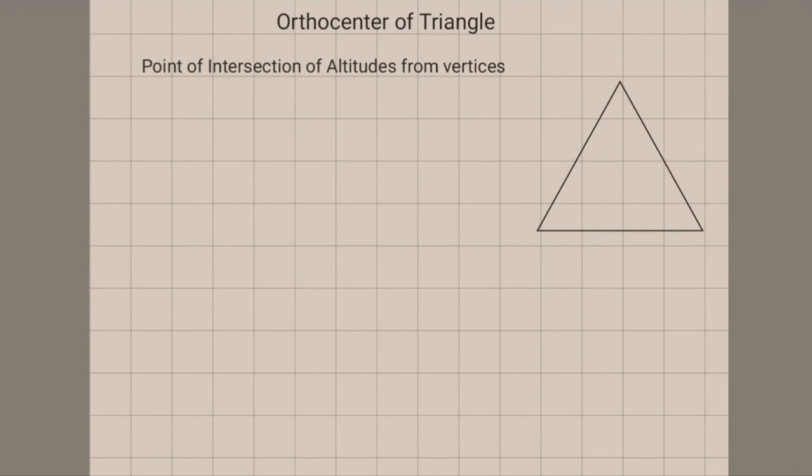Hello guys, in the previous video we have seen how to find the circumcenter of the triangle. In this video we will learn how to find the orthocenter of the triangle. Before that we need to know what the orthocenter is. You must have learned in the previous classes that the orthocenter is nothing but the point of intersection of altitudes from the vertices.